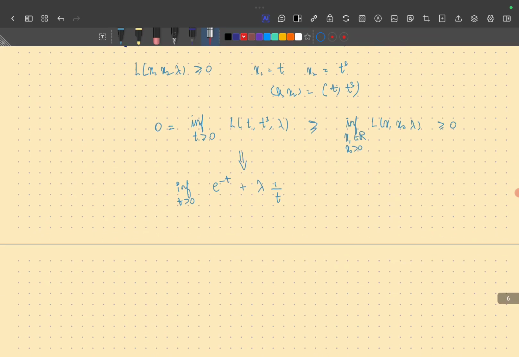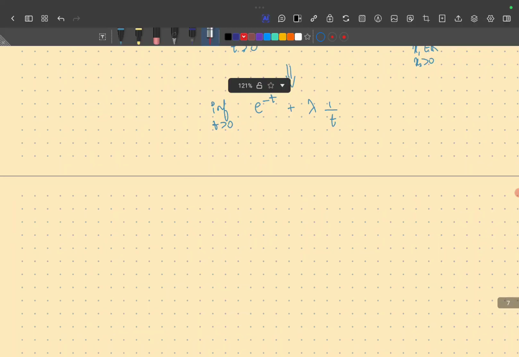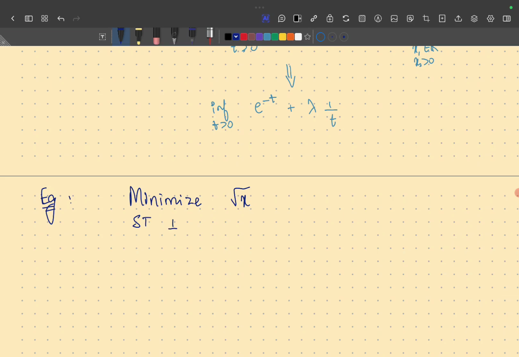Okay, so I'll stop with another sort of homework example. So this example is to illustrate that you can have strong duality even without convexity. All right. So consider the problem: minimize square root of x, where I'm only looking at the positive square root, subject to the constraint that 1 by x minus 1 is less than or equal to 0.